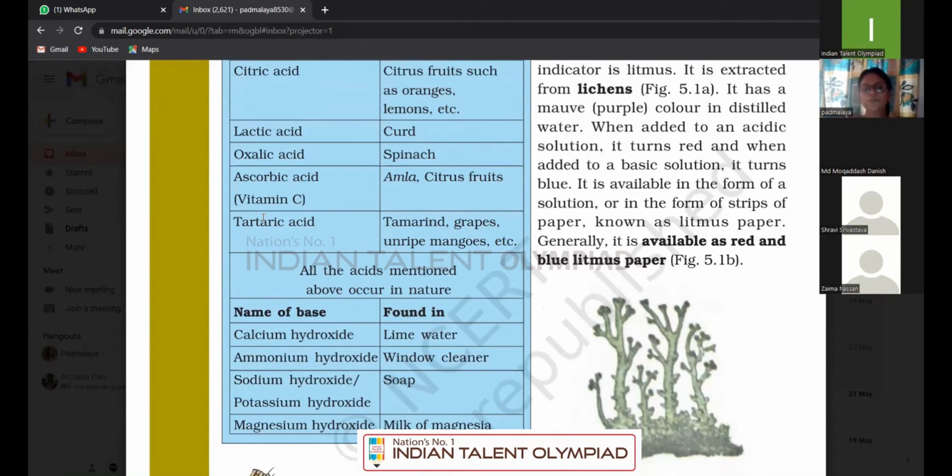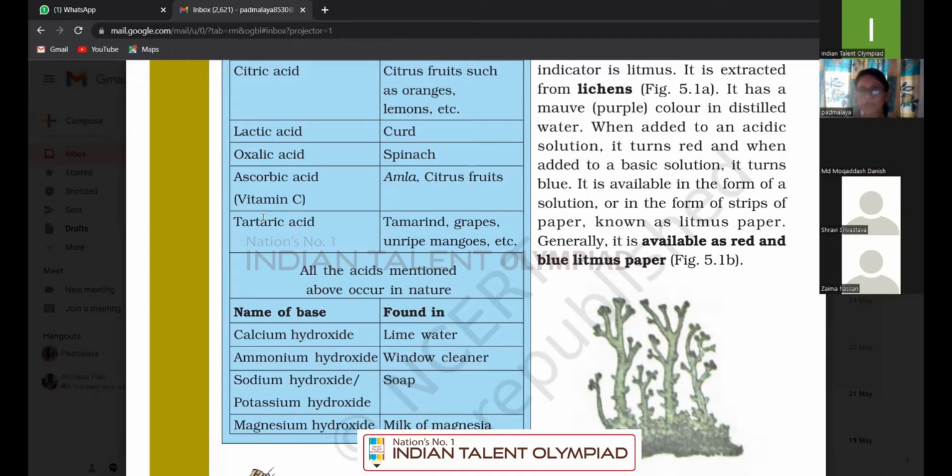And when coming to bases, lime water will contain calcium hydroxide, Ca(OH)2. Okay. Window cleaners, whatever you use to clean your windows, will contain ammonium hydroxide, that is a base. Soap will contain sodium hydroxide and potassium hydroxide. Milk of magnesia is nothing but magnesium hydroxide.